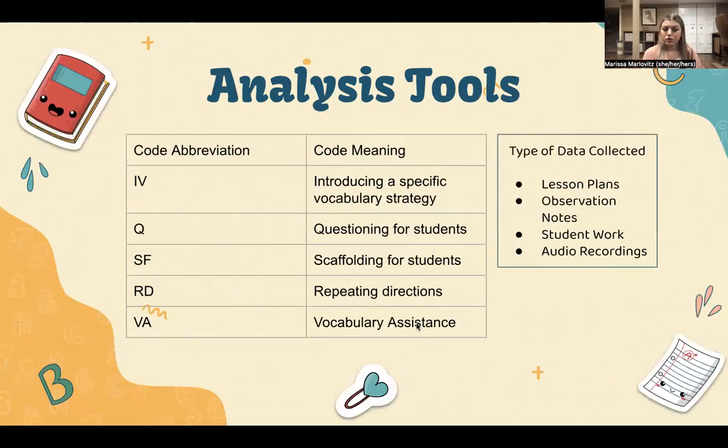Analysis tools that I used. So this is my code book. So I have a code abbreviation and then a code meaning. So IV is introducing a specific vocabulary strategy. Q is questioning for students. SF is scaffolding for students. RD is repeating directions, and VA is vocabulary assistance.